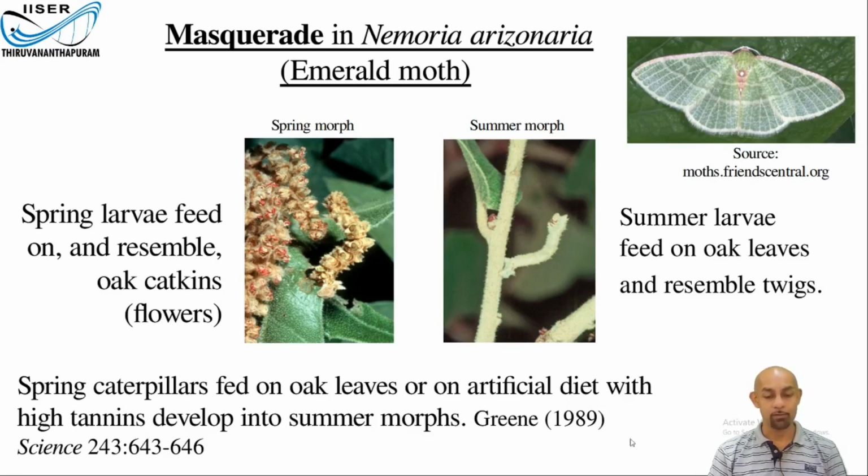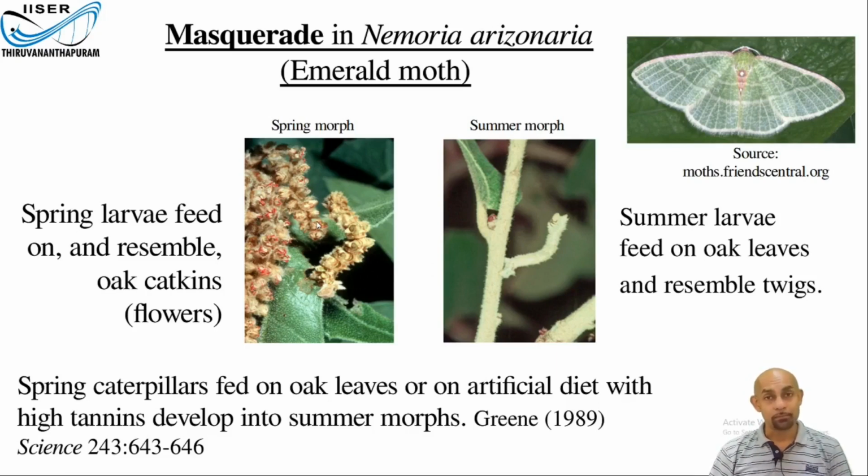So what researchers have found is that it's the diet, it's specifically the tannin content which decides whether they develop into this morph or this morph. So even in the spring generation, if you were to give them only leaves, they would develop into the summer morph, this kind of morph. Similarly, during summer, if you are somehow able to give them catkins, they would develop into a catkin morph. So all these experiments have been done.